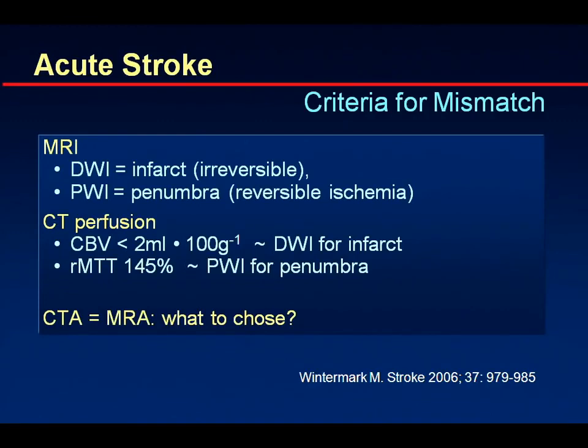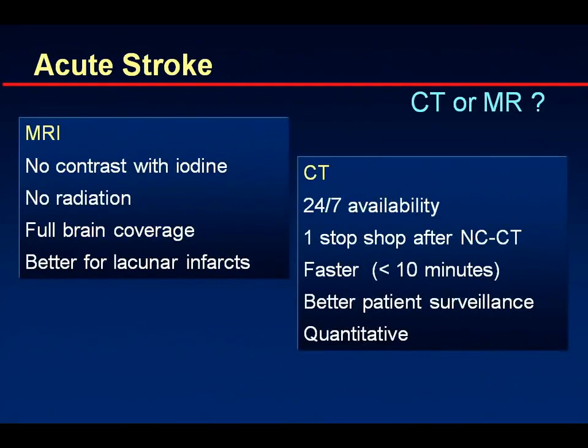Now the question is, what should we choose? And there are a couple of advantages. The advantages for MR is we don't need iodinated contrast. We have no radiation, so in young patients it's something to consider. We have a full brain coverage, and it's definitely better for lacuna infarct and for infratentorial pathology.